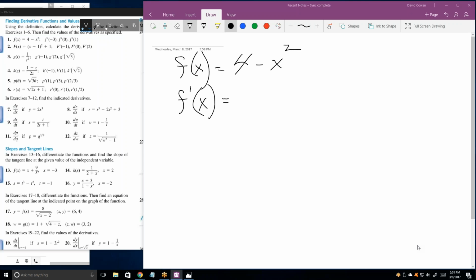Yeah, you got to do this term by term. So you're going to use, well, first of all, what's the derivative of a constant? Always 0. Okay. Now what's the derivative of minus x squared using the power rule? Negative 2x.